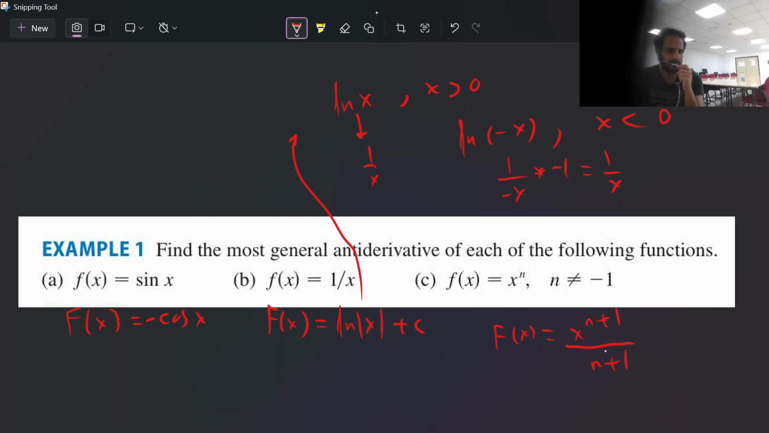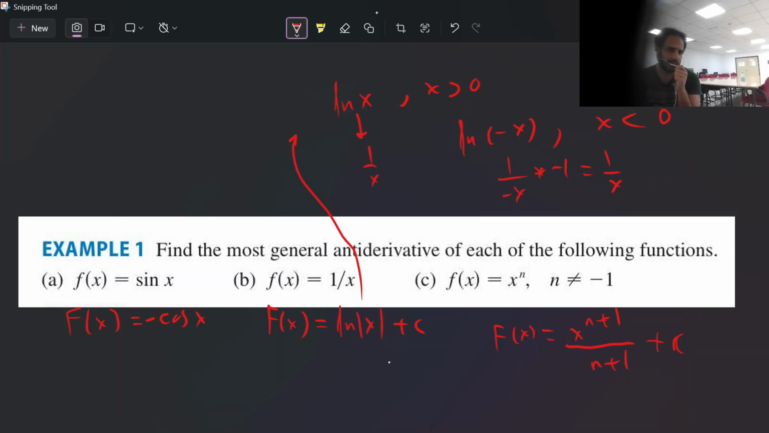Good. See here that minus 1 doesn't even satisfy this. You cannot substitute it because you will get 0 down there. So plus c.